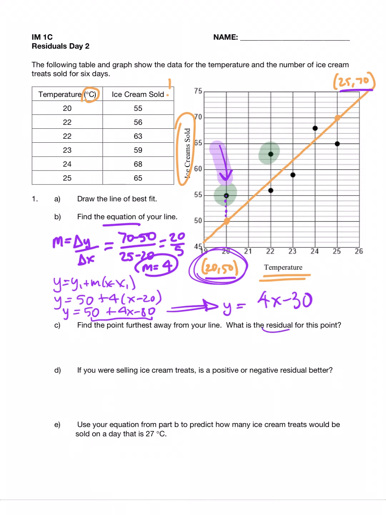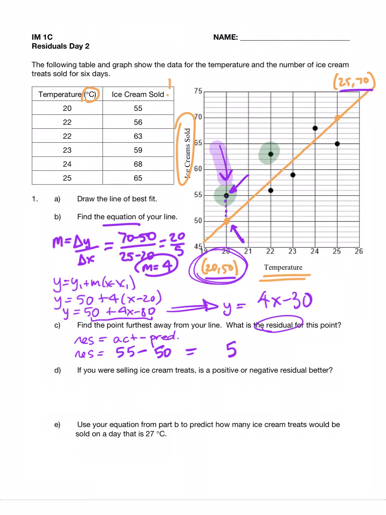Okay, so it's asking for the residual. You learned the formula for residuals yesterday. Residual is equal to actual minus prediction. So if it's asking me to find the residual, I need the actual point, which is the green one right here, 55, minus my prediction, which is this orange one down here, which is 50. And you get a residual of 5.